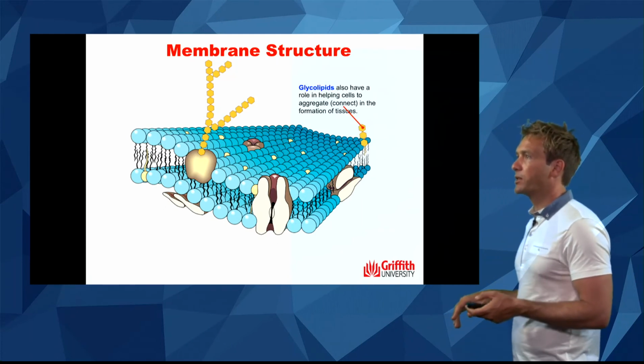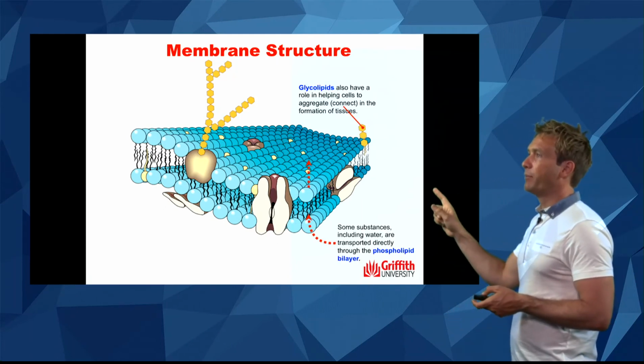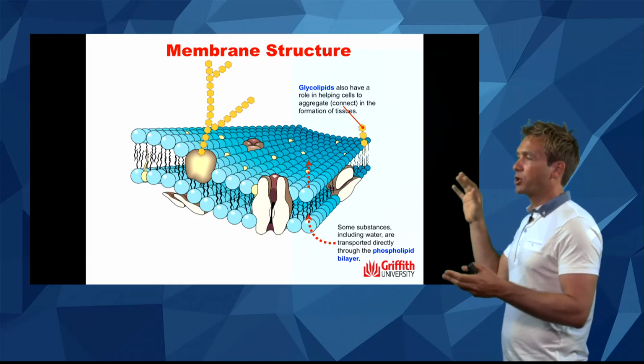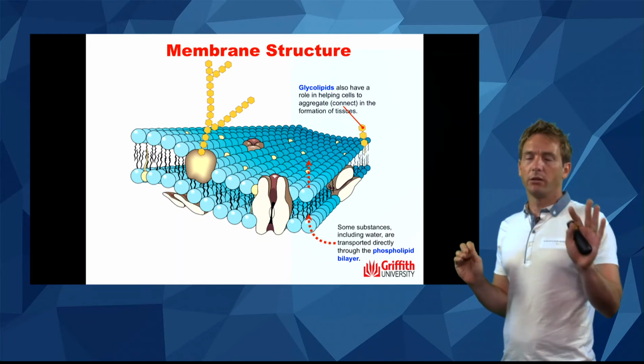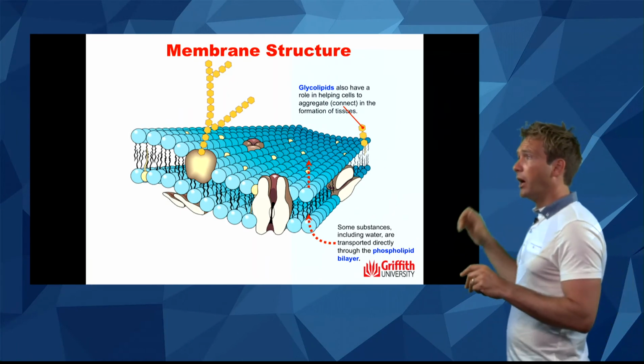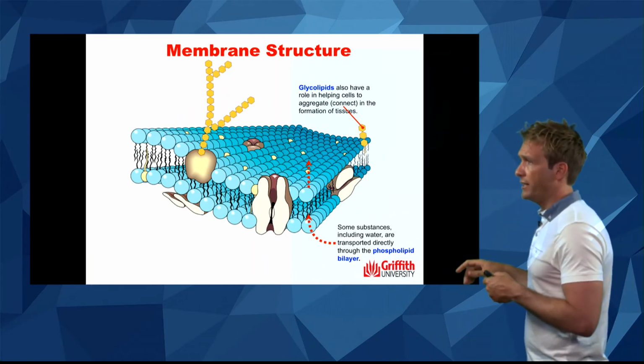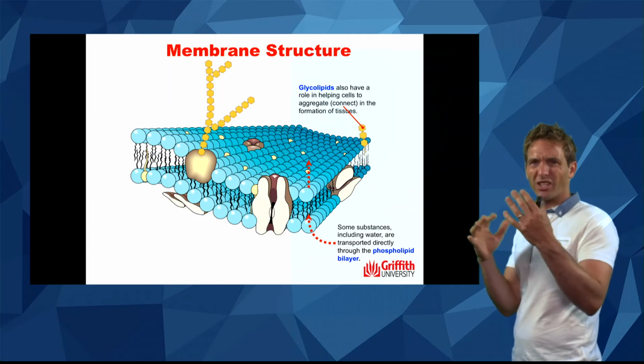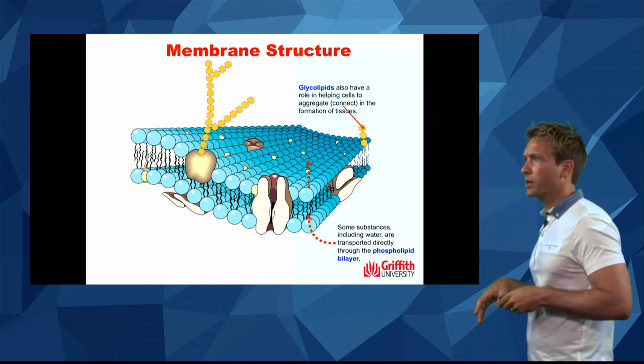Okay, a couple more things to say. The glycolipids also help to organize cells, but I don't need you to know that. That's just a little bit of extra information. They help organize cells into tissues, so they just allow them to kind of orientate themselves.